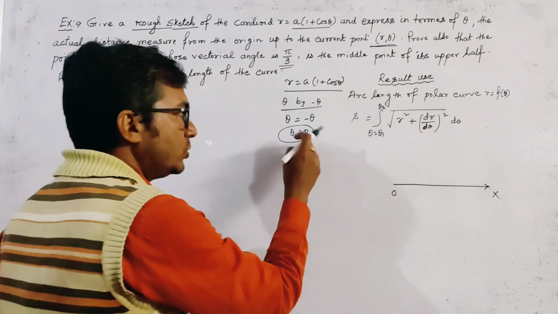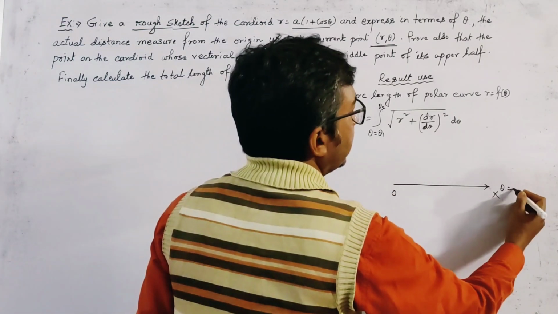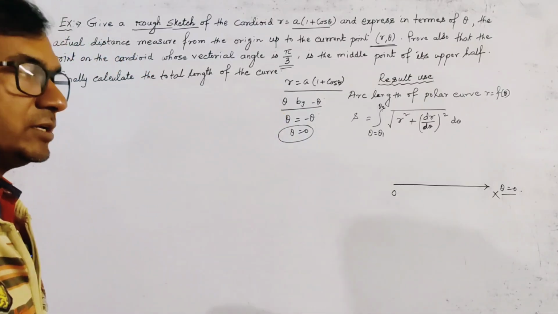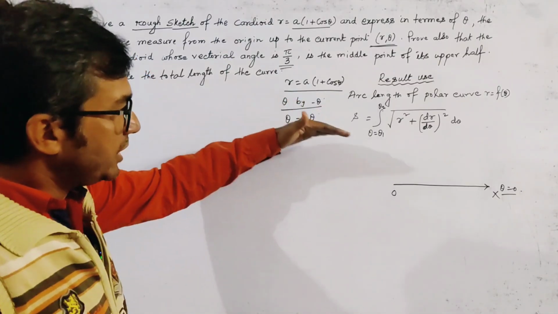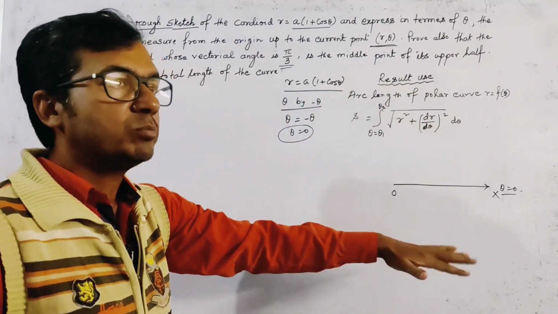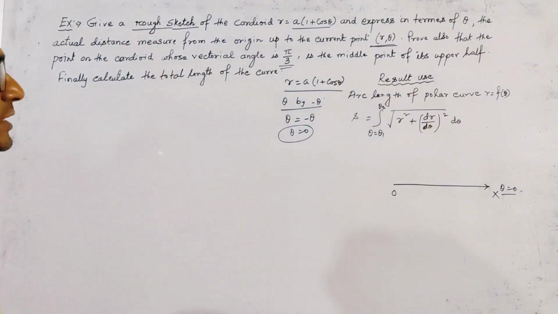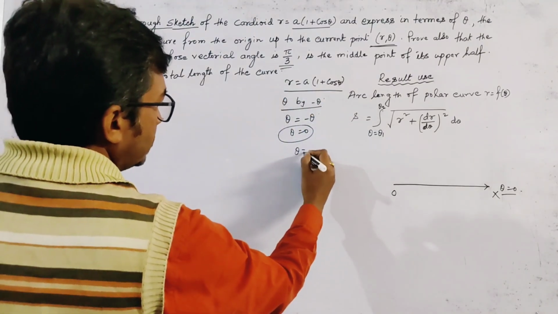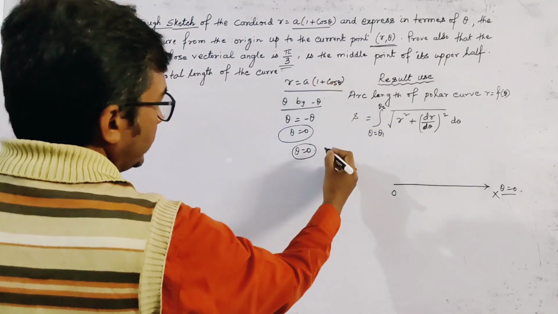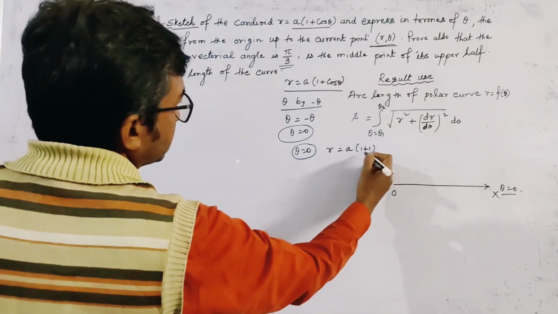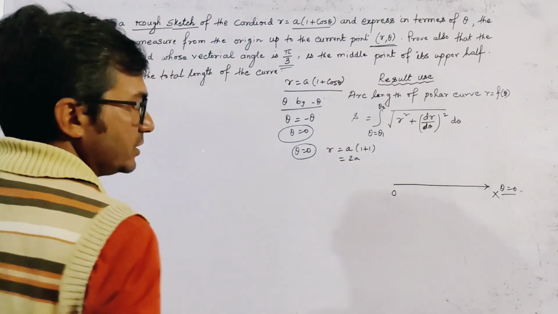And what is theta equal to 0? This is the initial line. So the curve is symmetrical about the initial line, so the curve is similar above the initial line and below the initial line. Now if we put theta equal to 0 here, we get the value of r equal to a into 1 plus 1, which is 2a.